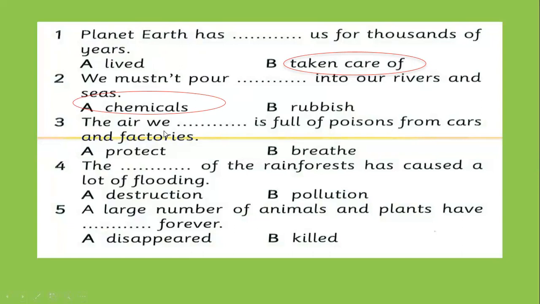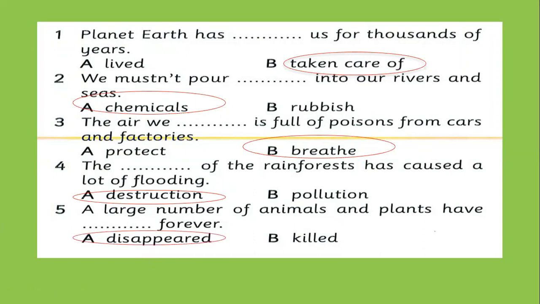The air we breathe is full of poisons from cars and factories. Number four, the what of the rainforests has caused a lot of flooding, the destruction or the pollution? The destruction here refers to the cutting down of the trees and the killing of the animals. Number five, a large number of animals and plants have what forever? They haven't killed anyone. They have been killed actually. So they have disappeared forever.